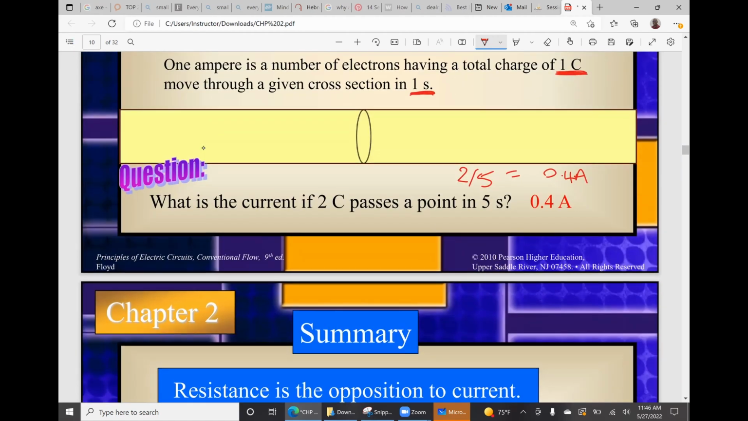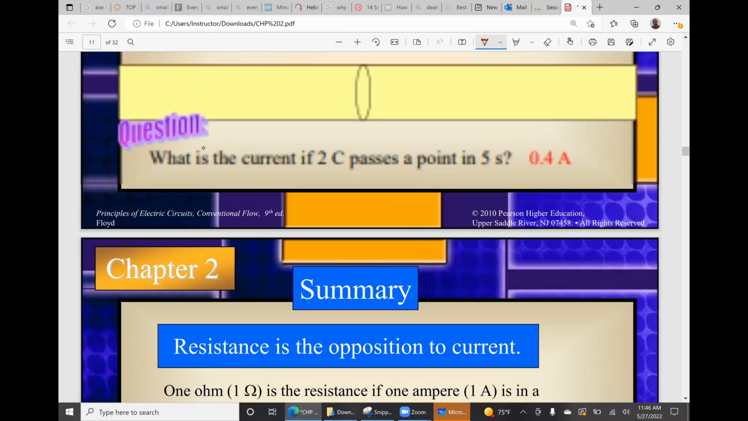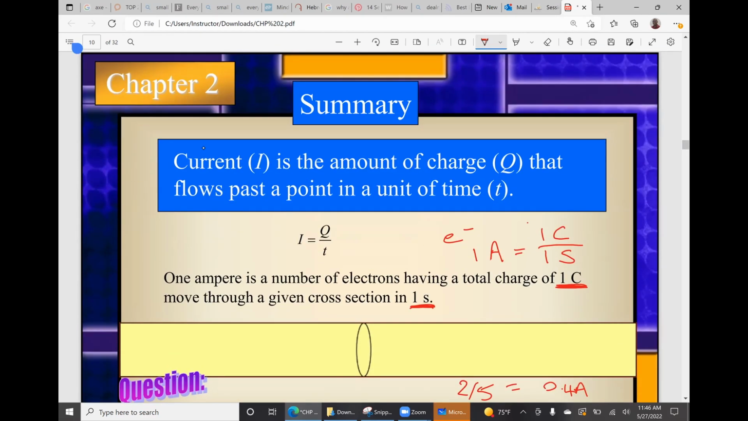Okay, you have to keep that in mind. That will come up again, that current is the rate of flow of charge. How much charge is flowing per unit time. So if you're given the charge and you're given the amount of time, you can calculate the current.